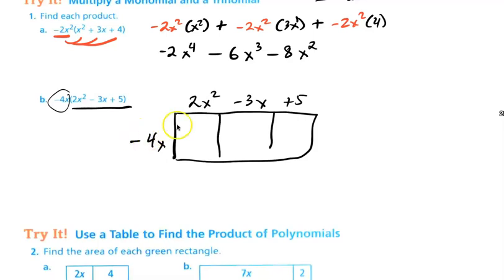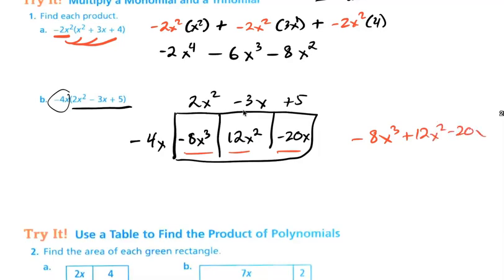So for this first one here, negative 4 times 2 is negative 8. And then x^1 times x^2, we add the number of x's we have. So we should get negative 8x cubed. Same thing over here. Negative 4 times negative 3 is 12. And then we have 2 x's. And here we're going to get negative 20x. Now all these are different, so we can't combine them; we're just going to rewrite it. We get negative 8x cubed plus 12x squared minus 20x. So that's another way of doing it. So you could distribute, or you could do the area model. You get the same answer either way.